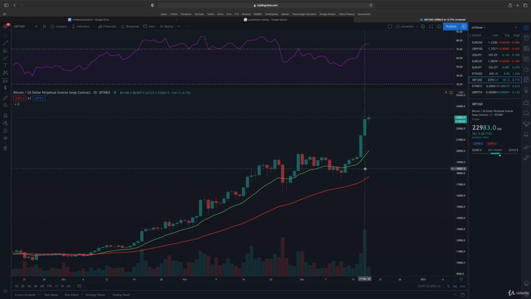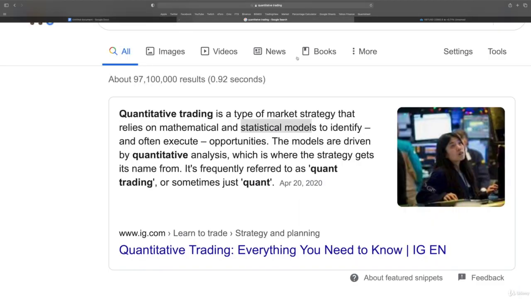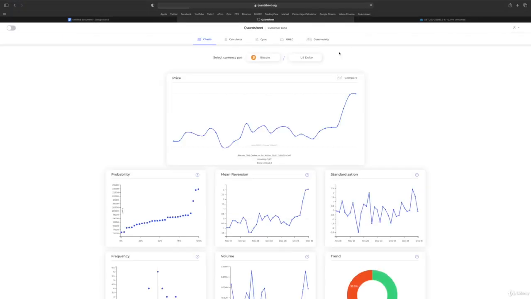Okay, so let's take a look at the technical and quantitative analysis merger. Let's combine these two and see what we can get from it. What we can do is open quantsheet.org. It is basically a website for this kind of stuff, for a quantitative approach when it comes to cryptocurrency.